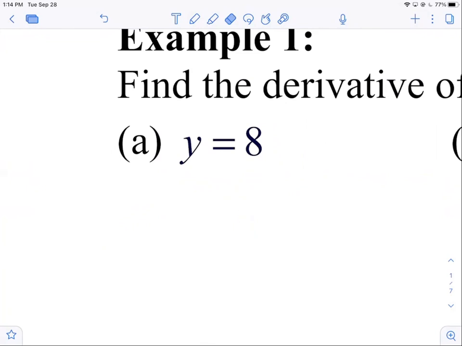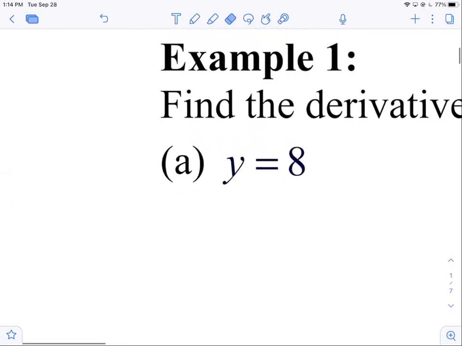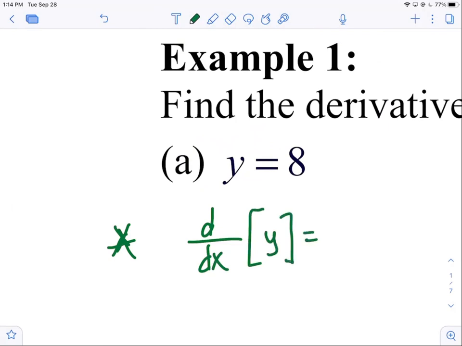What we're really doing when we find the derivative of a function, and you don't have to write this step that I'm about to write, but it's kind of what goes on behind the scenes, is we're actually taking the derivative with respect to x of both sides.